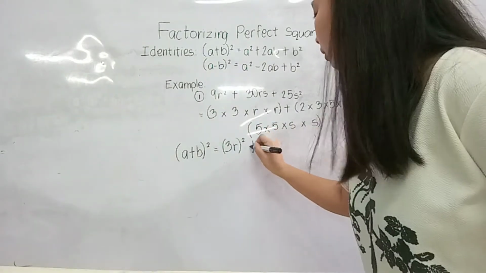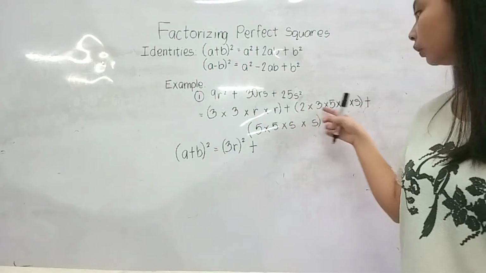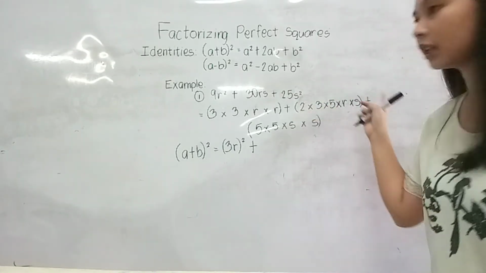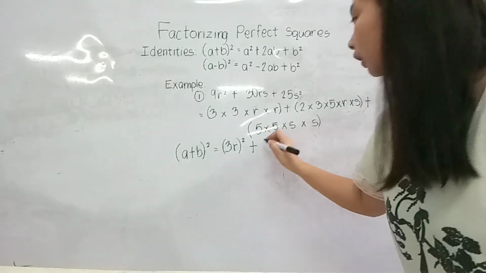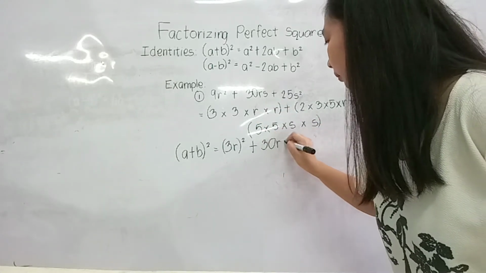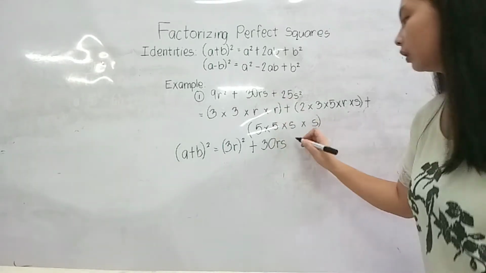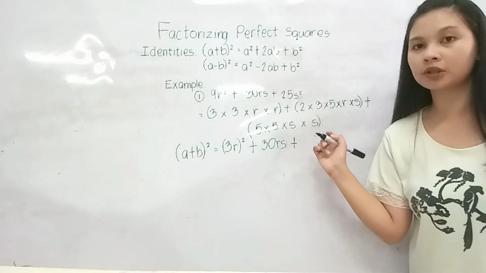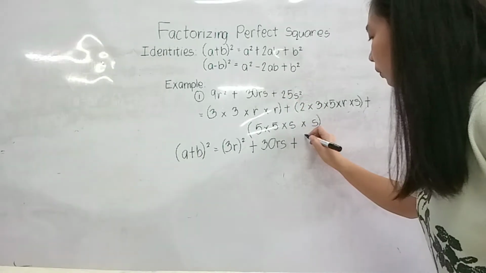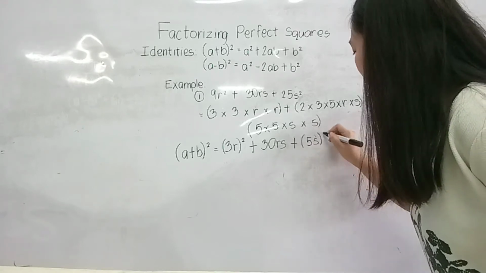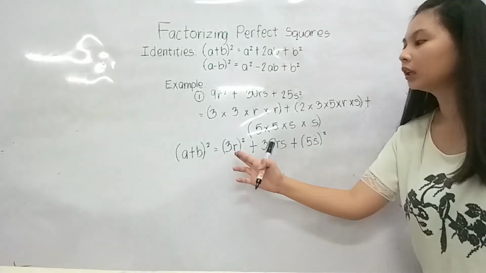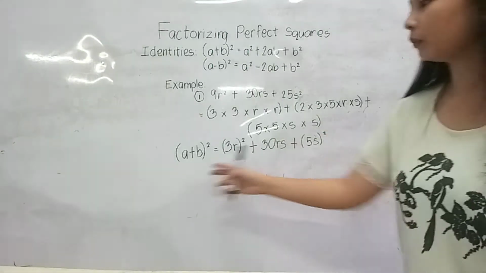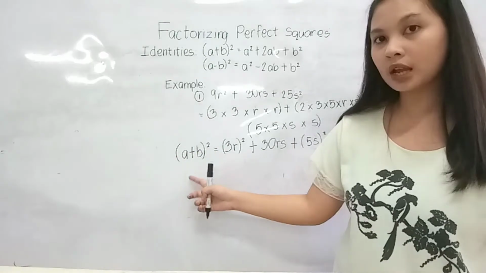Next, si middle term naman, we have 2 times 3 times 5 times r times s. Since wala silang common, sulat lang din ulit natin si 30rs. And then the last term po, we have 25s squared. Si 25s squared po is also a perfect square. We will just write (5s) squared po. Same sila ni first term and last term po. Ngayon, gagawin na natin siya katulad ng ating first identity.